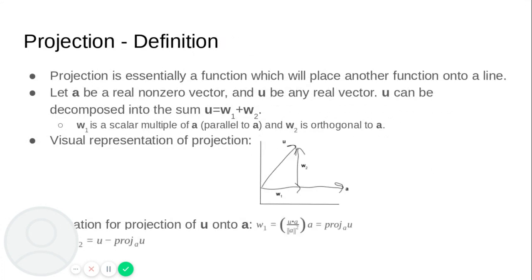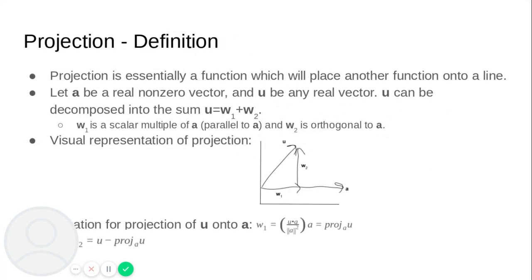So projection, just a definition. Projection is essentially a function which will place another function onto a line. If A is a real non-zero vector and U is any real vector, then U can be decomposed into the sum U equals W sub 1 plus W sub 2, where W sub 1 is a scalar multiple of A, parallel to A, and W sub 2 is orthogonal to A.